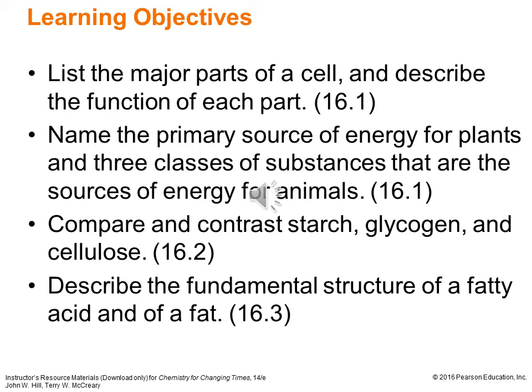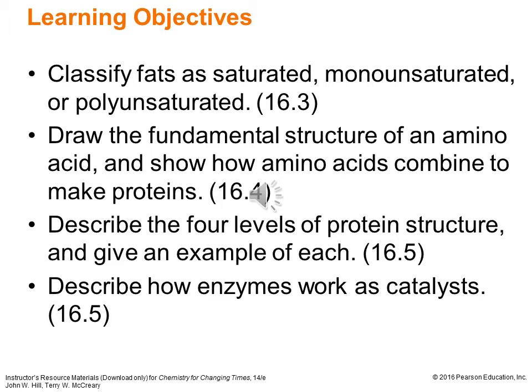Looking specifically at our learning objectives for this chapter, we will be able to list the major parts of a cell and describe the function of each part. We'll name the primary source of energy for plants and three classes of substances that are the sources of energy for animals. We'll compare and contrast starch, glycogen, and cellulose. And we'll describe the fundamental structure of a fatty acid and of a fat. In addition, we'll classify fats as saturated, monounsaturated, or polyunsaturated.